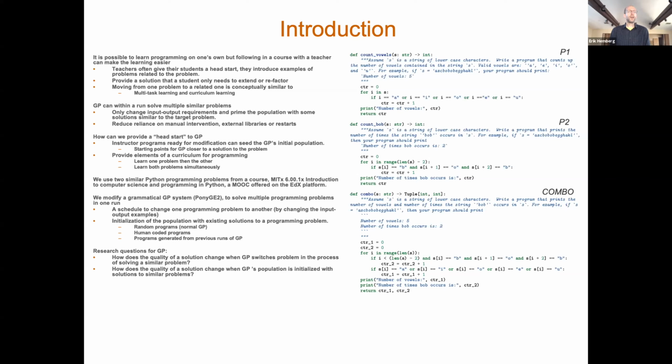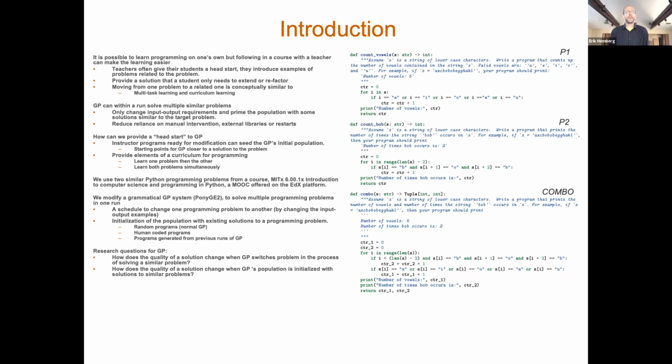So this idea of moving from one problem to a related one is conceptually similar to multitask learning and curriculum learning, for example. And GP can, within the run, solve multiple similar programs. So we're looking at only changing the input and output requirements and also trying to prime the population with some solutions similar to the target problems. So we would like to see if we can reduce the reliance on manual intervention, external libraries, or restarts.